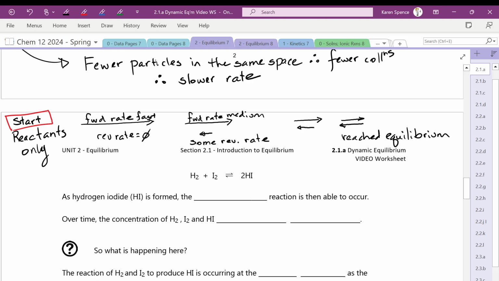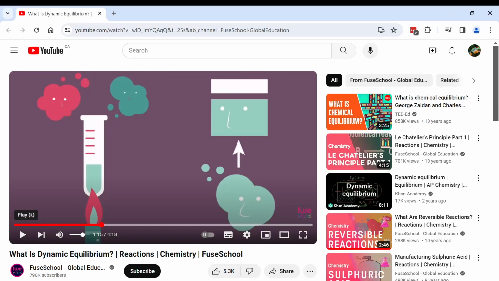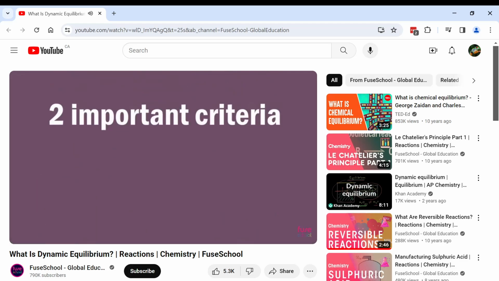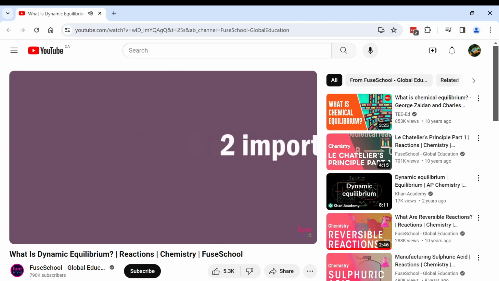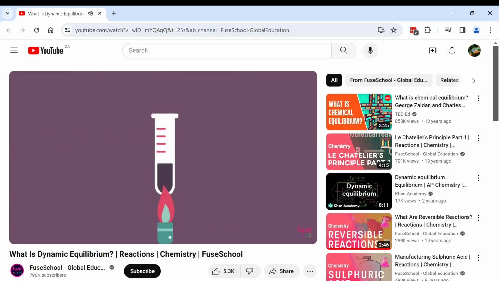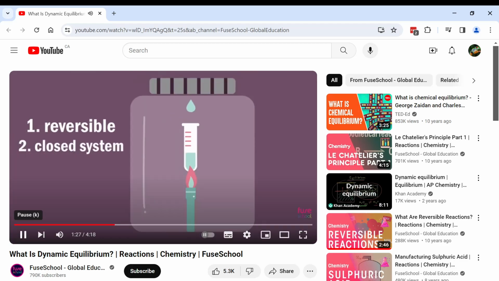As hydrogen iodide is formed, the reverse reaction is able to occur. Now, once we have reached equilibrium, what is happening to the concentration of H2, I2, and HI? Let's see what it says. It must meet two important criteria. Well, this is kind of nice. First, it must be a reversible process. Second, it must be taking place in a closed system. Tell your partner what the other 3 criteria are.